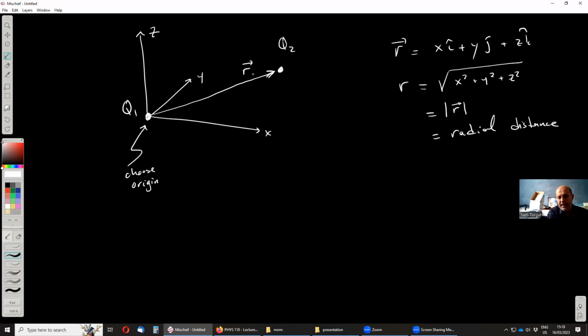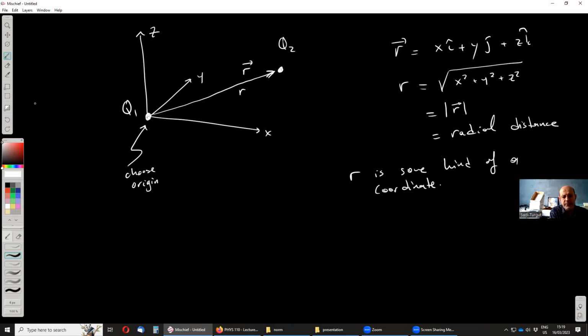Okay. In any case, in some problems, that radial distance can be taken as some kind of a coordinate, but it's not a Cartesian coordinate. x, y, z are Cartesian coordinates, and r is actually called a spherical coordinate. It's something that we are going to see later. But think of r as a coordinate.